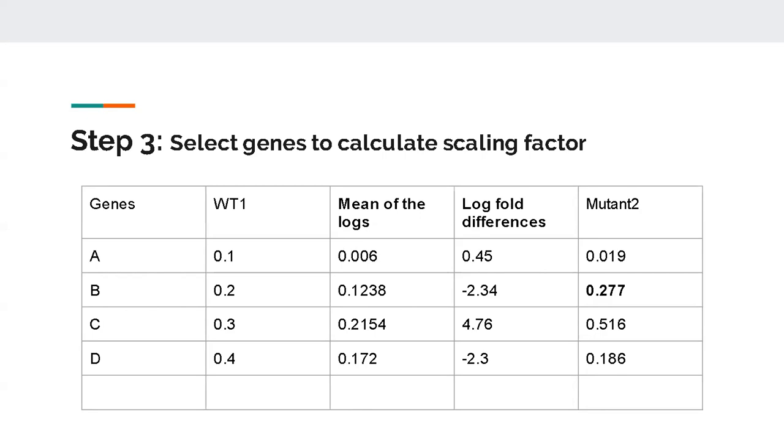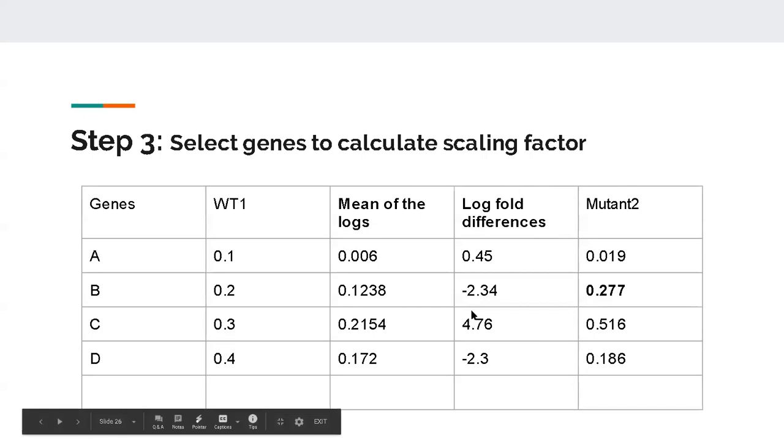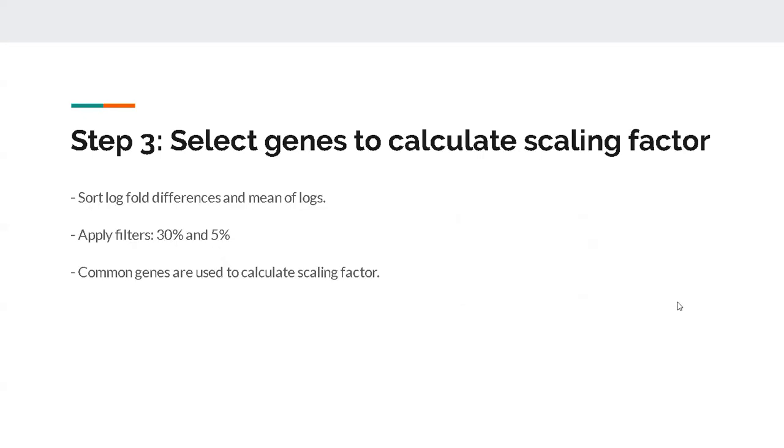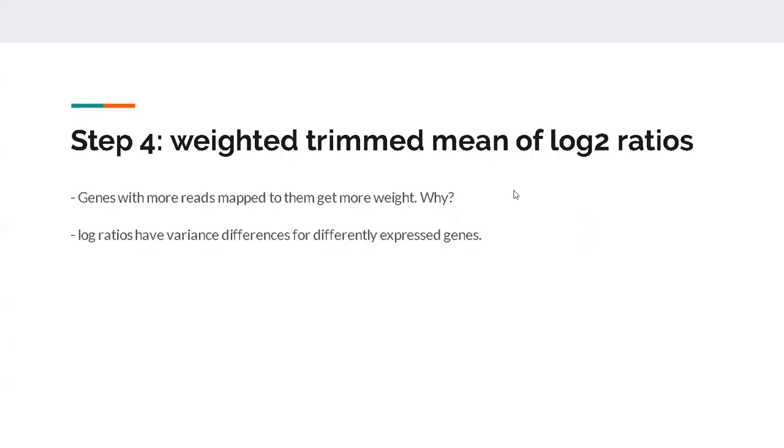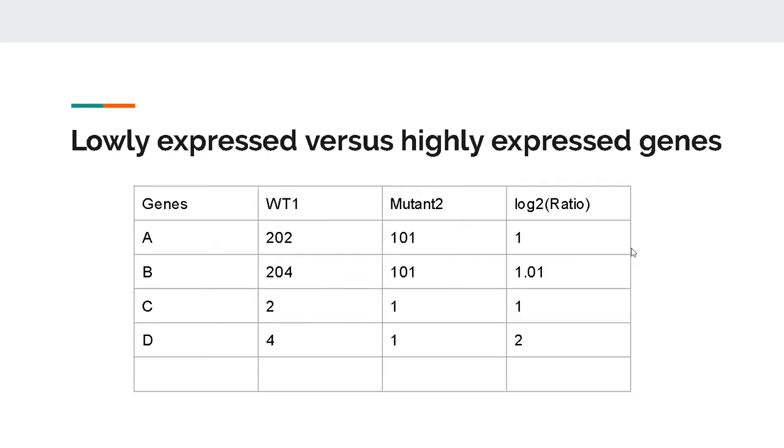So the trimmed mean of M values is basically you are calculating these log fold differences for each of these genes, and then you are calculating the scaling factor. Once you have selected these genes, you will calculate the weighted trimmed mean of log2 ratios. Genes with more reads mapped to them, that is the highly expressed genes, will get more weight, as compared to the lowly expressed genes. I'll explain that with this example.